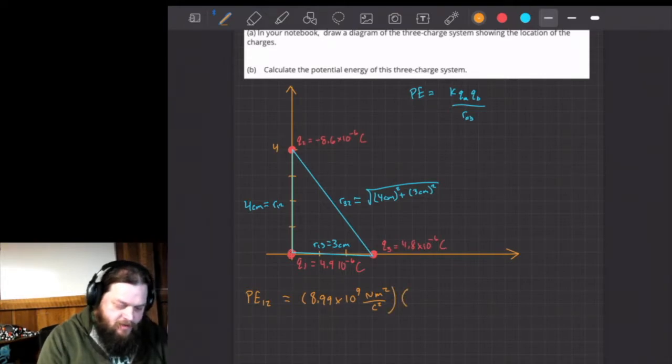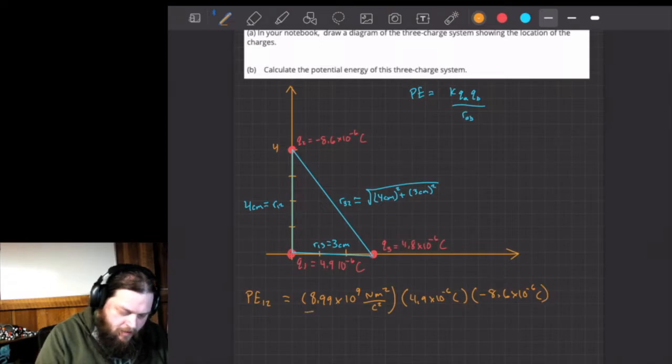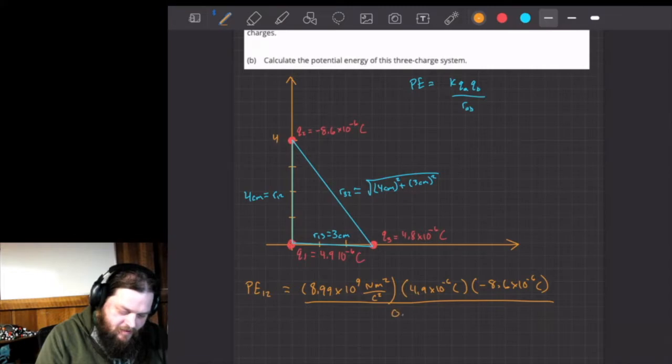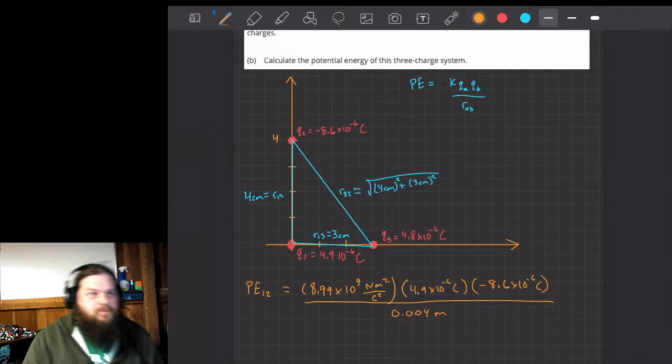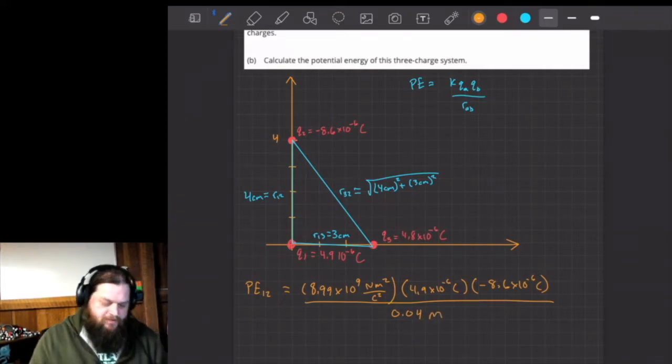That's going to be times the charges of both of them, so that's 4.9 times 10 to the negative 6 coulombs, times negative 8.6 times 10 to the negative 6 coulombs. And we're going to divide that by the distance between them. In this case, 4 centimeters. I put that in meters. Oh, I wrote millimeters. Let's fix that. I'm writing centimeters down. Meters, there you go.